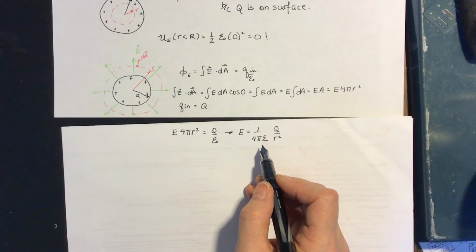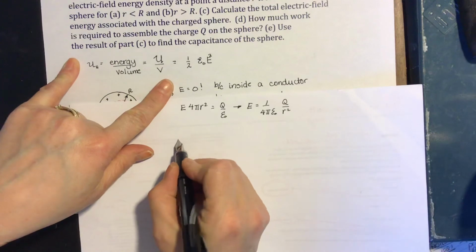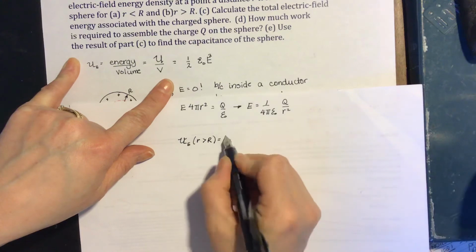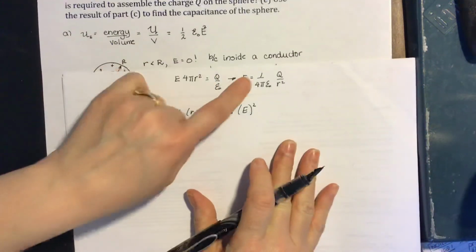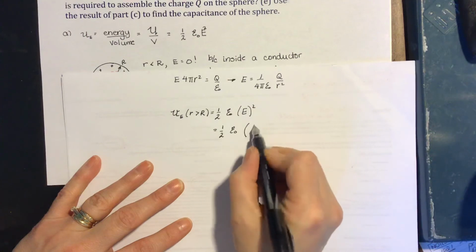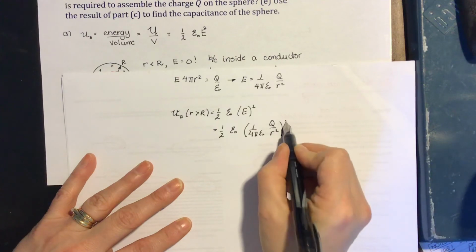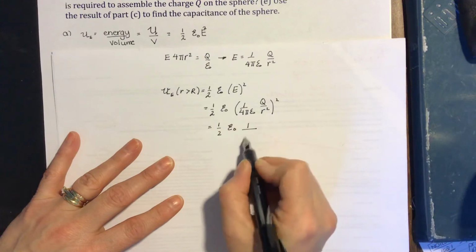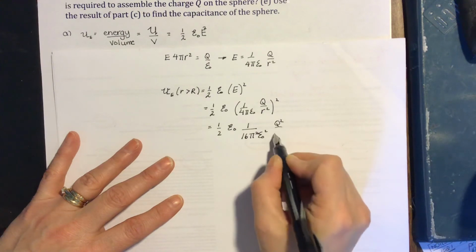Okay, from here, let's find the energy density. So we'll use our expression. It's 1/2 times epsilon naught times the magnitude of the electric field squared. We'll plug in our electric field: 1 over 4 pi epsilon naught times Q over r squared. That whole thing is going to be squared. 1/2 times epsilon naught, 1 over 16 pi squared epsilon naught squared, Q squared over r to the 4th.